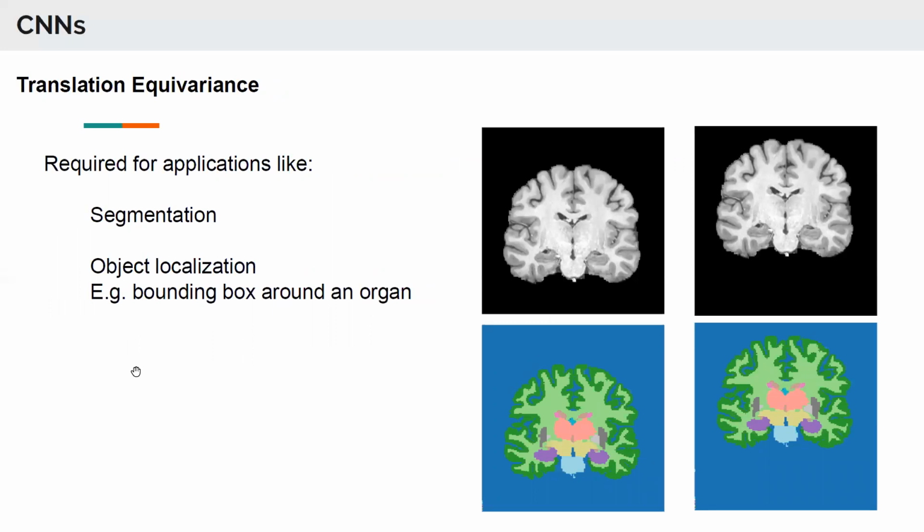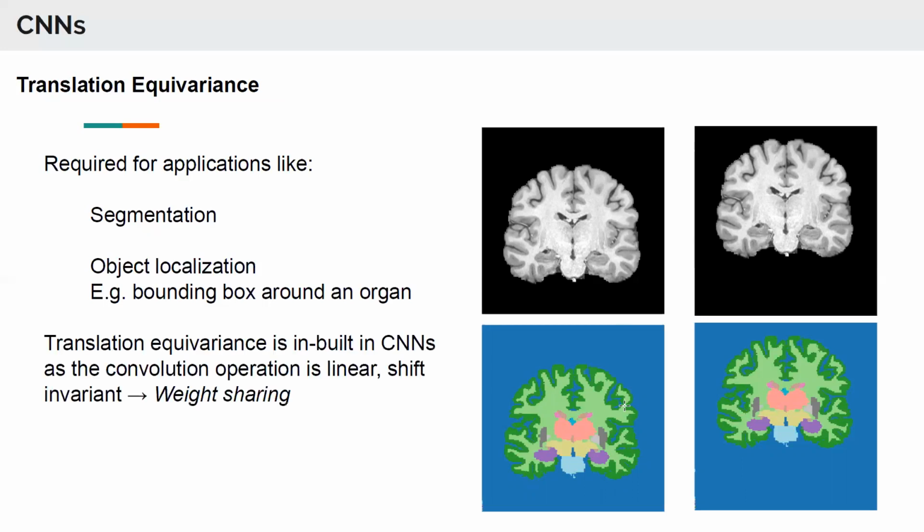So translational equivariance means that if I have an image here and if I have a certain segmentation of that image, now if I translate this image, just if I move it upwards, then the segmentation should also move upwards, which means that I need to have translation equivariance if I want to solve this problem properly, right? So it turns out that CNNs have inbuilt translation equivariance because of the convolution operator.